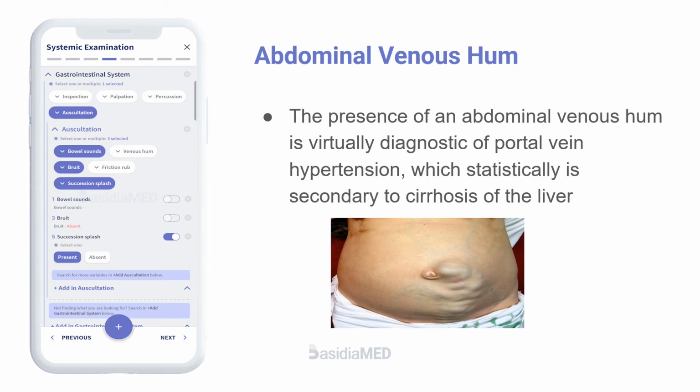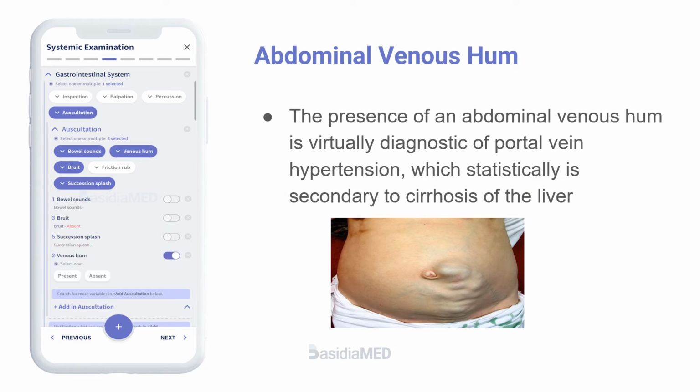The presence of an abdominal venous hum is virtually diagnostic of portal vein hypertension, which statistically is secondary to cirrhosis of the liver. If the venous hum radiates or is confined to the chest, it may be mistaken for or obscure a murmur of cardiac origin.